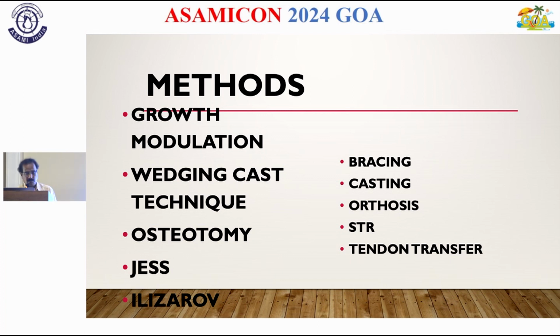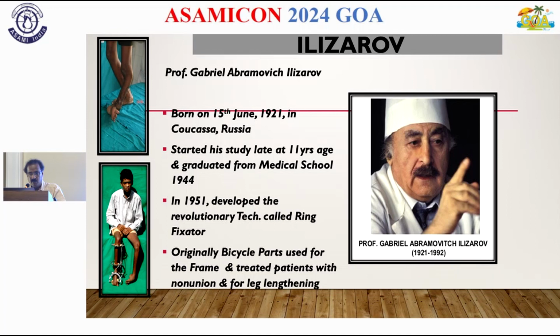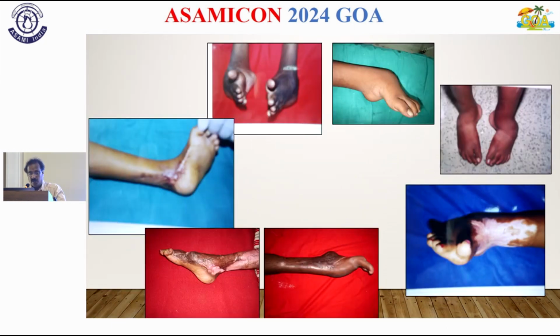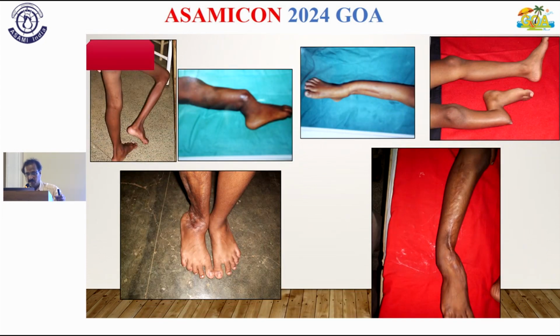So there are many methods available with us. Growth modulation, wedging cast technique, osteotomy, JES, bracing, casting, orthosis, soft tissue release, tendon transfer. Many methods are available for deformity correction. But we are discussing here today the Elizarov method. Many times when you attend a deformity clinic, you see many types of cases, genu valgum, genu varum, and also many types of deformity due to bone contracture, post-traumatic, due to recurrent CTEV, many types. See, pseudo tibia.